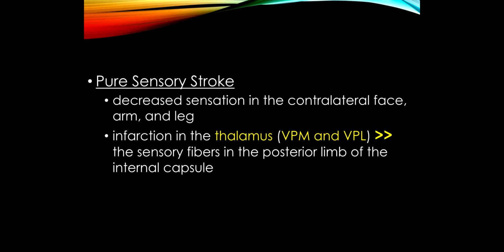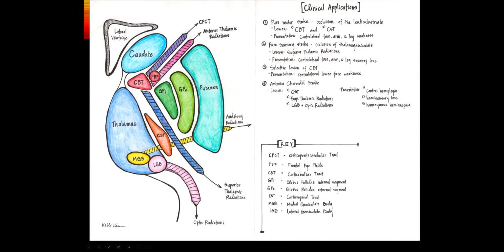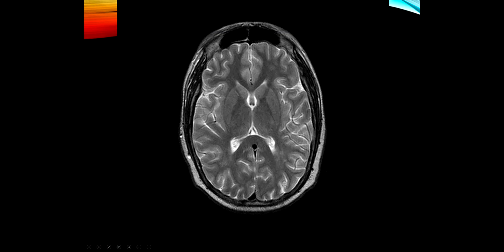So remember, pure motor is anterior circulation, pure sensory is posterior circulation. And so the branch here is the thalamogeniculate that comes off of the posterior cerebral artery. All right, so the thalamogeniculate, pure sensory, usually the stroke is in the thalamus, although sometimes it can also be here in the posterior limb, but that would be a lot less common. And here's a normal MRI, but we can make out the posterior limb very nicely. So we have a very sensitive test to detect even small ischemia.